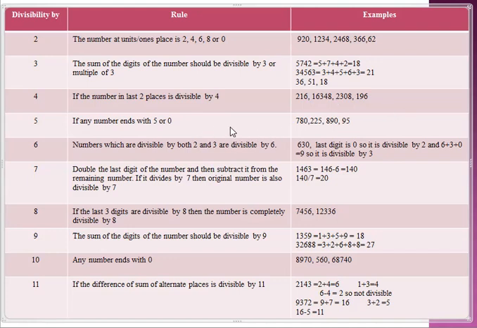Next, any number that ends with 5 or 0 is divisible by 5. And what about 6? For 6, we don't have any direct rule.